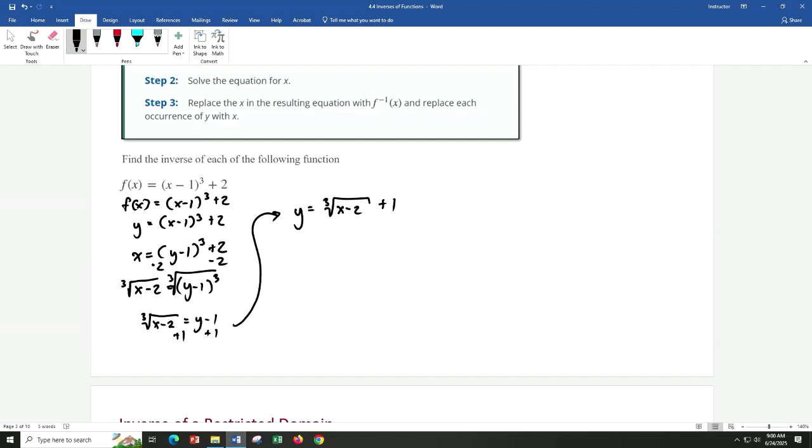Okay? You've got to turn this back into a function because that's what we deal with now in math, right? We deal with functions. But you're not dealing with y, we're dealing with f of negative 1 of x is equal to the cube root of x minus 2 plus 1. And that would be the inverse of that formula.